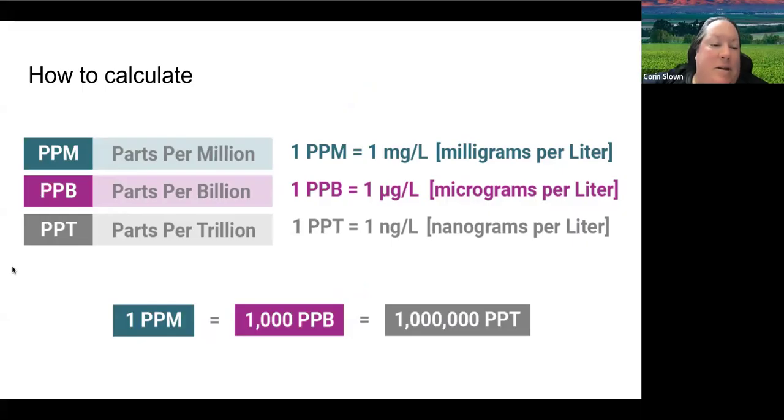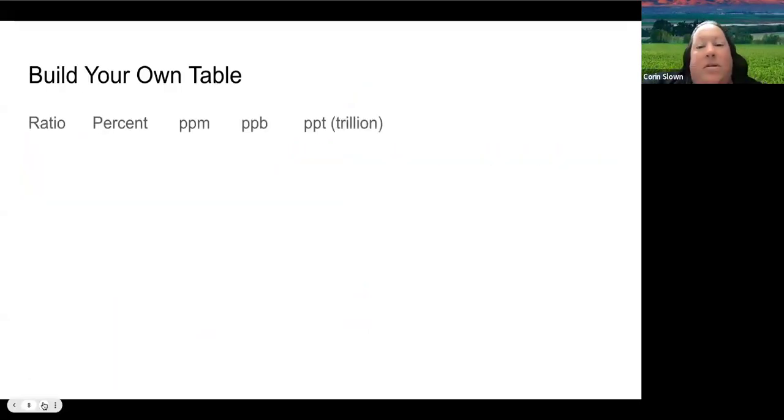All right, the next piece that we're going to take a look at is going to ask us to build our own table. So in this case, you're going to think about the ratio. So 1 part per how much. You're going to figure out what the percent of that is. And then you're going to show, well, what's the value in ppm? What's the value in ppb? And what's the value in parts per trillion?